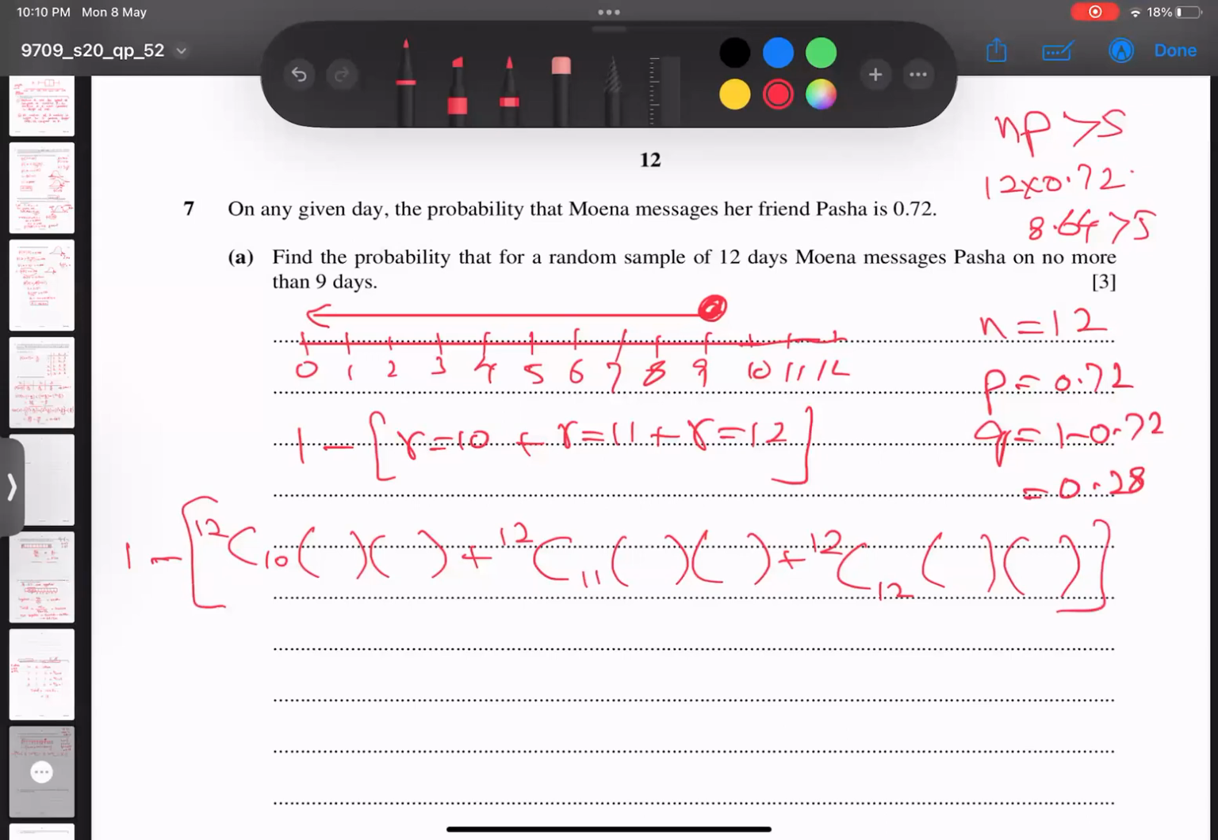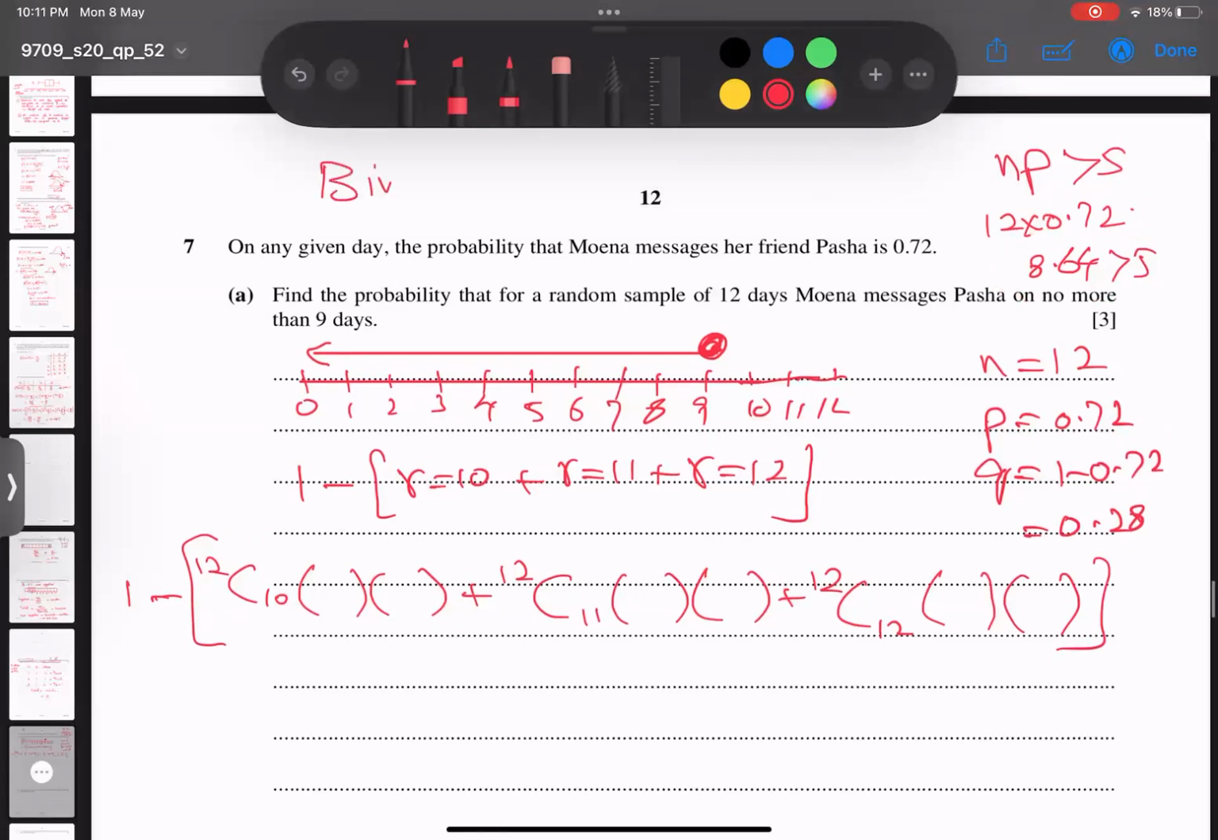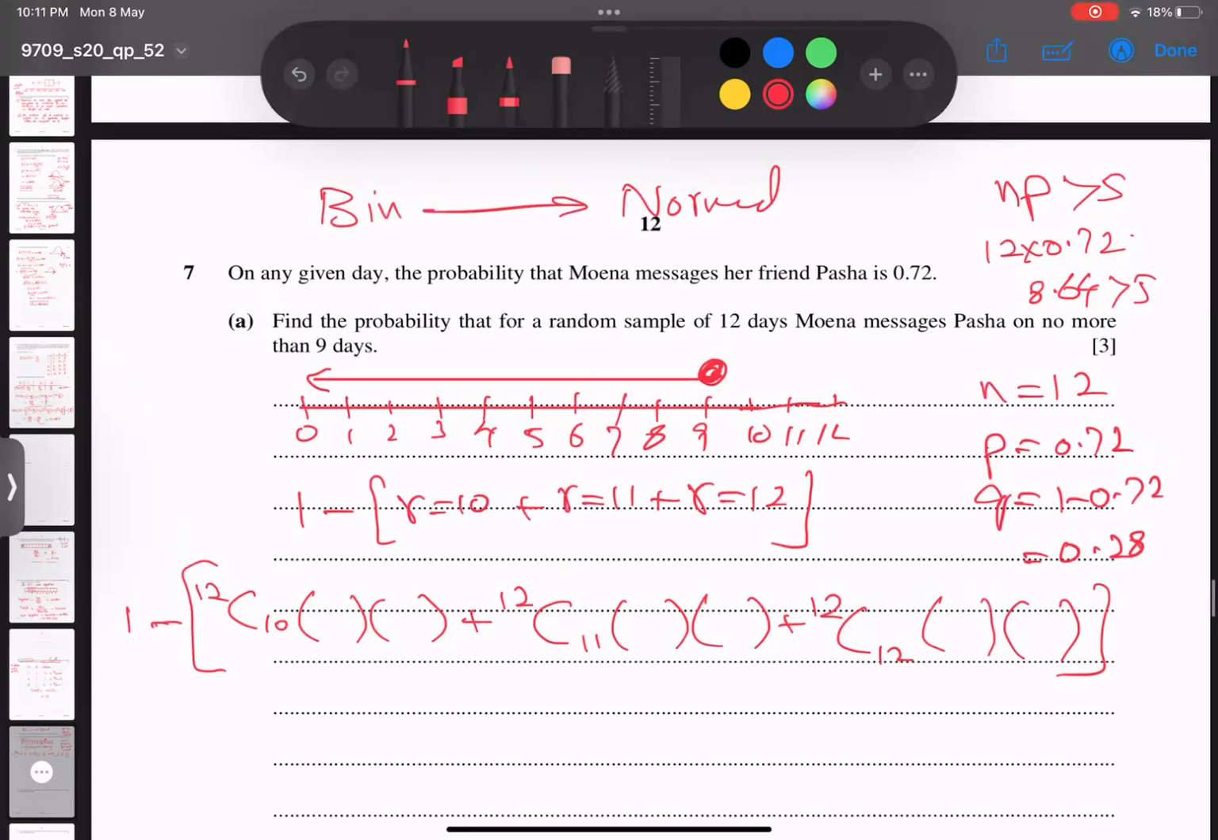But as I said before, if NP value is bigger than 5, we always go from binomial data to normal distribution. And for that, we have to do two things. One is continuity correction, if you remember, plus we will find the new mean and new deviation. That is a long process, but still okay, not wrong. If you go for that method, it is a 100% correct answer.